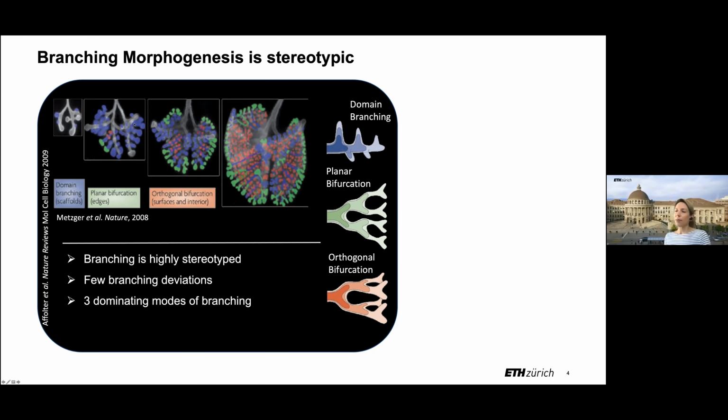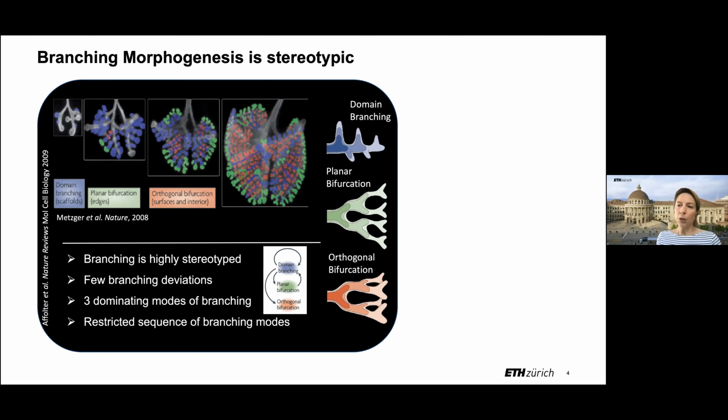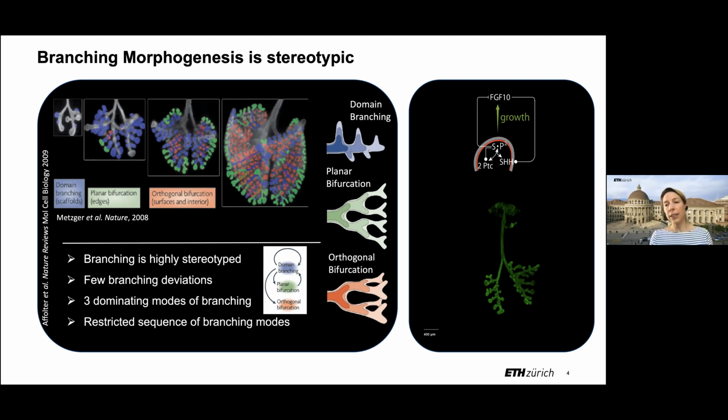And also what they realized when they looked at the lungs is that there's only 3, in fact, 4 ways of making a branch. You can either branch to the sides, then you're getting domain branching. You can bifurcate in the same plane, or you can bifurcate and then have a second bifurcation in an orthogonal plane. And as you can see, as the lung is growing, the different branching modes are used in different places, and you only have certain sequences in which they occur. And this sequence is stereotypic. And so the question is, what's the mechanism behind that?